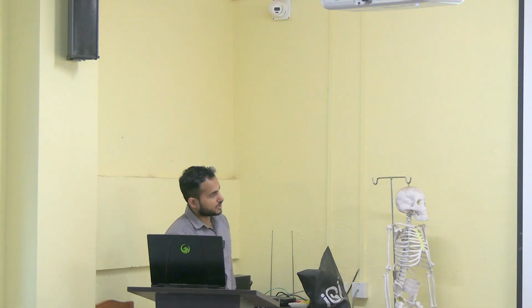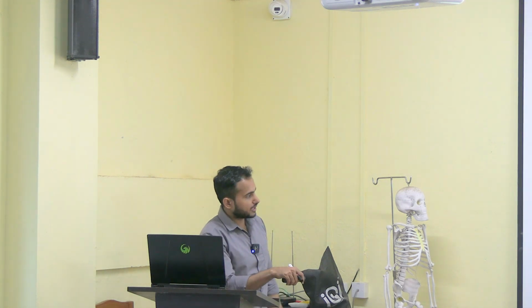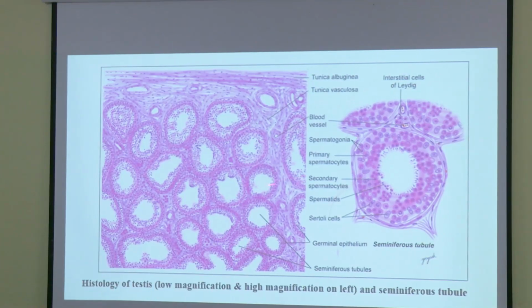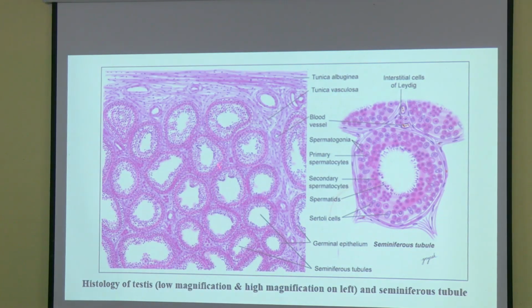Here also you can see this is the histology of testis under low magnification and this side is the high magnification. Both images are shown so that you can compare between the two images. What you can see over here?